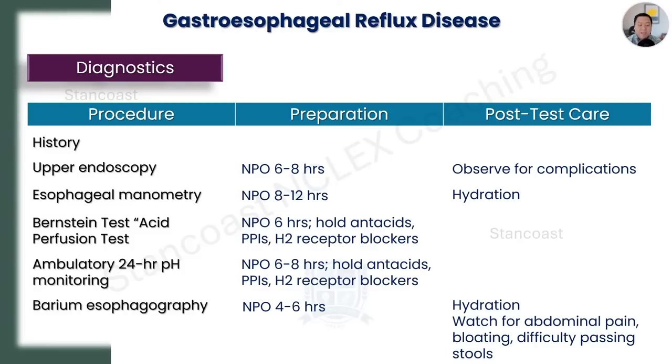Now, you have to tell the patient to watch for complications and to contact their healthcare provider if they experience abdominal pain, bloating, or difficulty passing the stool. And in some cases, they will get a prescription to take a laxative or stool softener right after the procedure in order to manage the possible complications of the barium study.